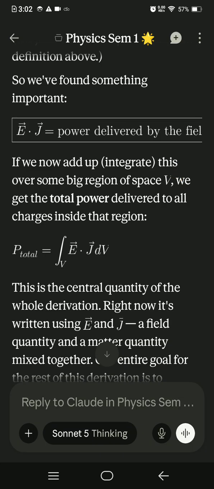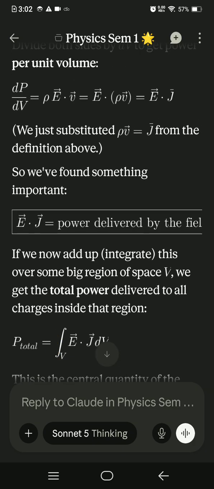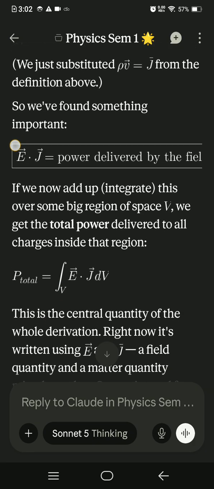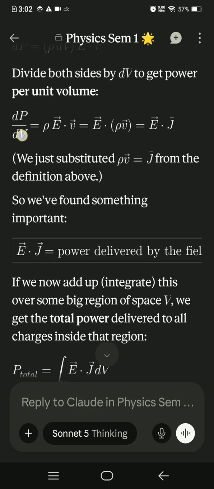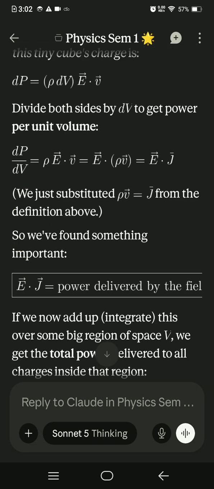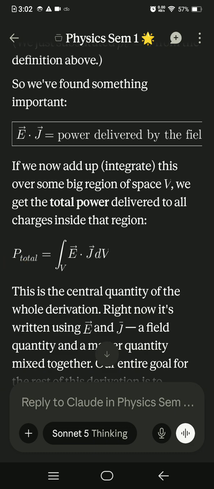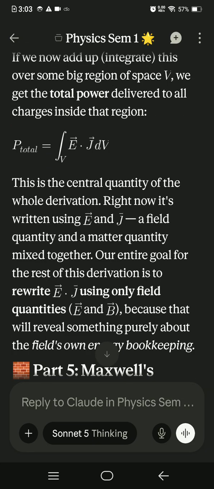Okay, so if we now integrate this over some big region of space V, we get the total power delivered to all charges inside that region. So we had this little dP. If we integrate with respect to the volume, we have the total power on one side, and integrating with respect to volume, we have this. This is the central quantity of the whole derivation.